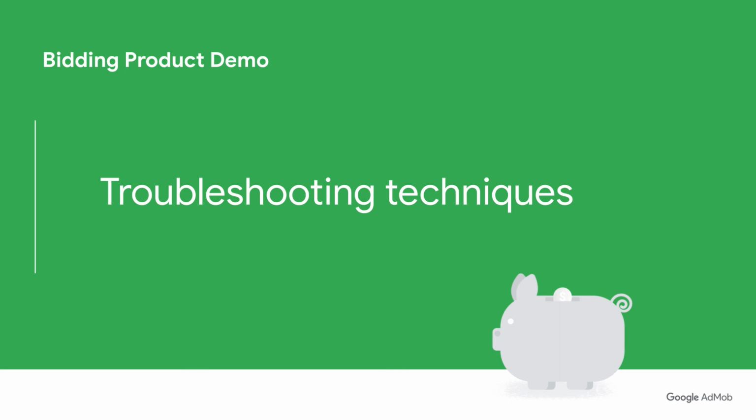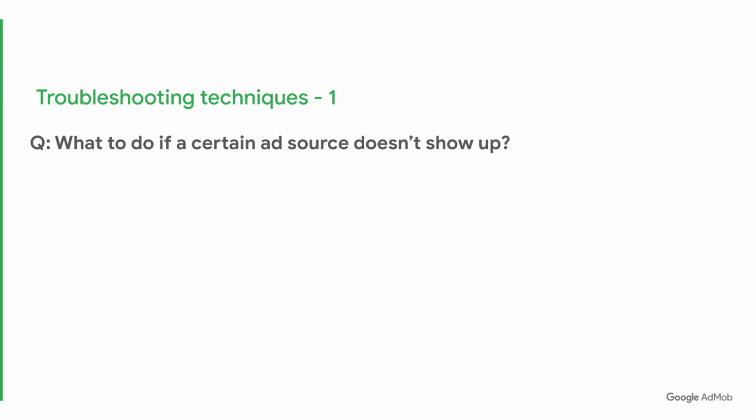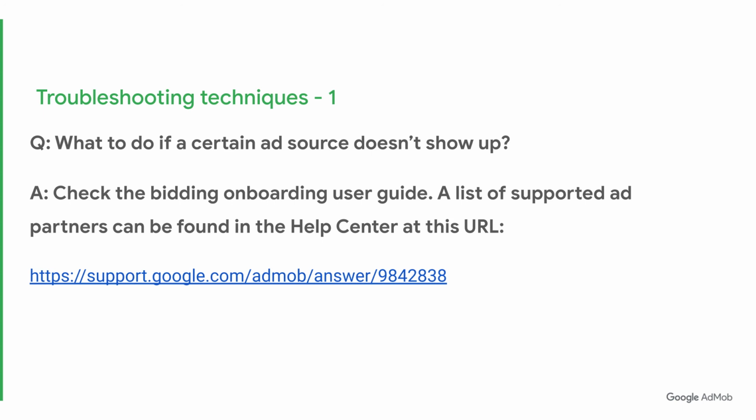Next, I'd like to highlight and discuss a couple of common troubleshooting techniques. So what to do if a specific ad source does not show up within your AdMob account? Within your Open Bidding Onboarding User Guide, you will be able to see what ad sources are currently available for open bidding. We recommend first to check that your ad source is on this list. These ad sources will be available for you to select when adding the ad source to your mediation group. And if for some reason you cannot see the ad source within your AdMob front end, and we know that this is available for open bidding, you can of course reach out to your AdMob representative or search many of our support guides online.